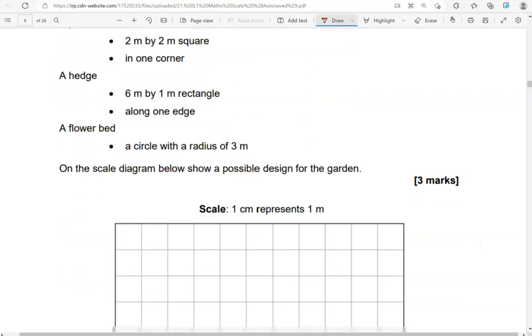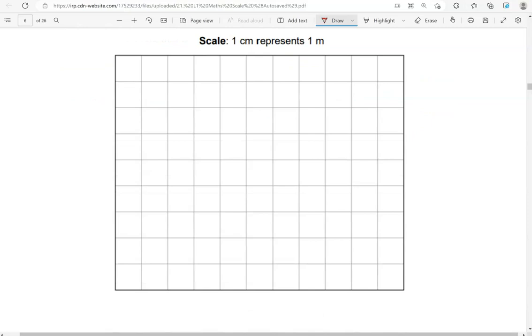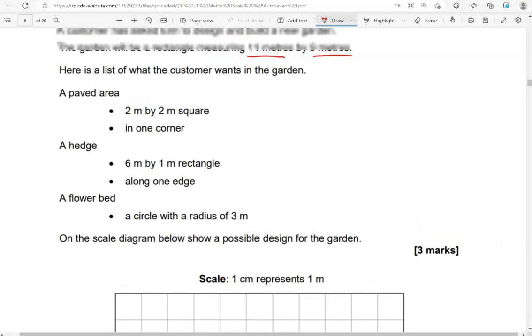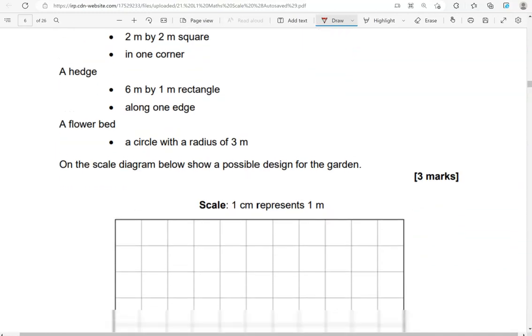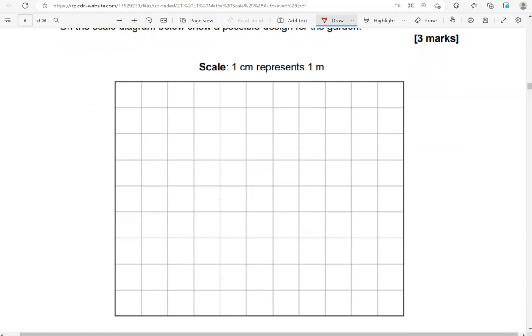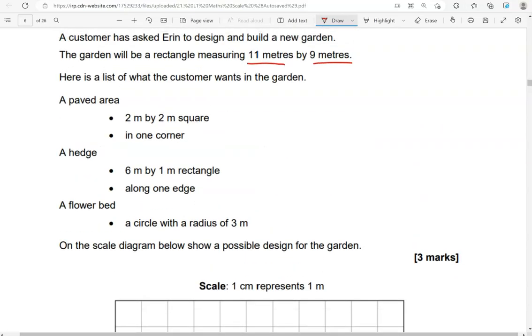We've got the scale, which has 1 centimeter represents 1 meter. Let's take this in turn. So the garden will measure 11 meters by 9 meters. So that will be 11 squares by 9 squares here in the grid. So let's just count these. So we've got 1, 2, 3, 4, 5, 6, 7, 8, 9, 10, 11. Then we have 1, 2, 3, 4, 5, 6, 7, 8, 9. So that's exactly the size of the garden.